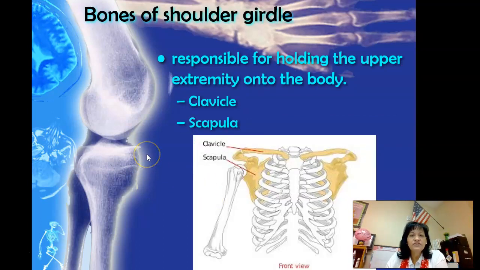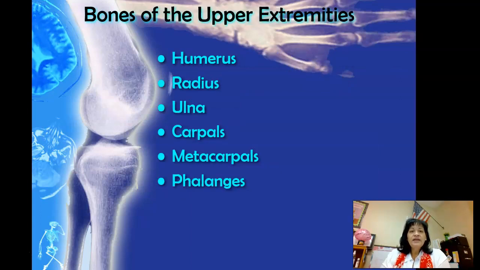Next, we have the bones of the shoulder girdle. These are responsible for holding the upper extremities into the body, the arms. So it holds the arms in. You've got the clavicle, and that's the straighter one that goes across. You can probably feel it. The bone straight across in the front is the clavicle. And then the scapula is your shoulder bone, and that's the V-shaped bone in the back. Then you have the humerus, the radius, the ulna, carpals, metacarpals, and phalanges, and these are part of the arm.